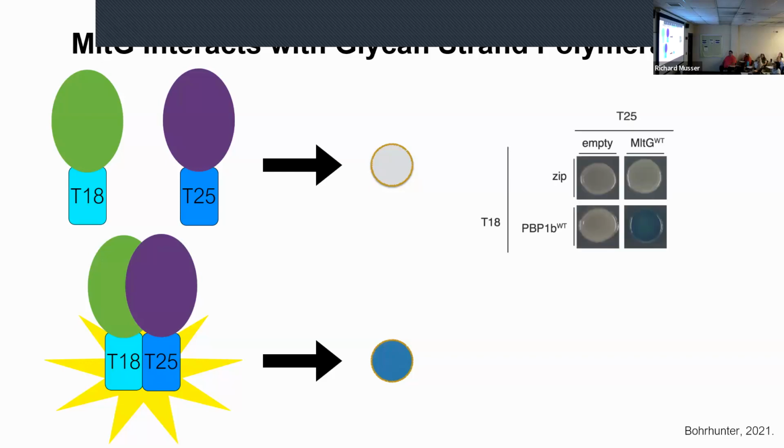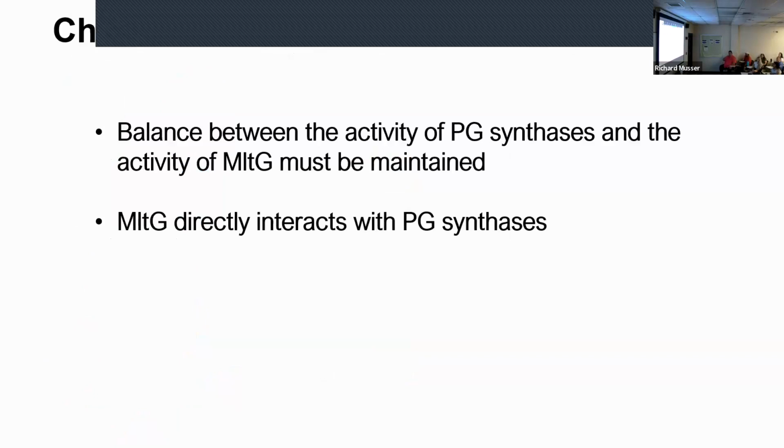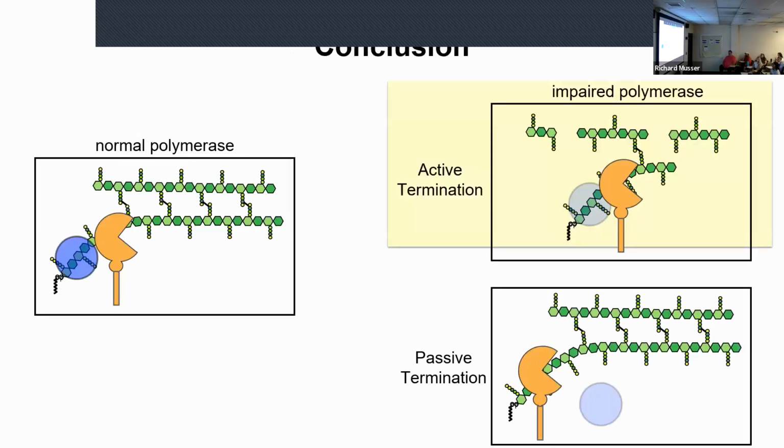And as you can see here, that colony was blue and the controls were not, which indicates that MLTG and PBP1B are interacting, or are at least brought into very close proximity to each other. So the balance has to be there. The interaction is there. So MLTG has the characteristics of an active PG terminase. So that is what we think is going on.